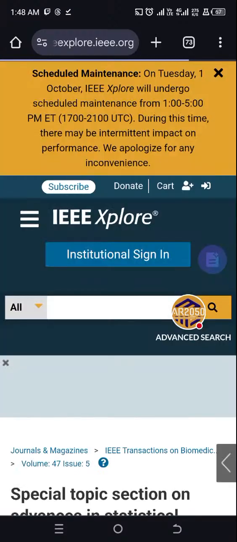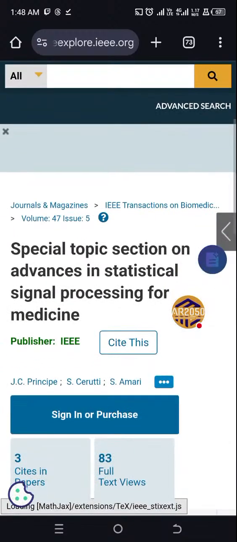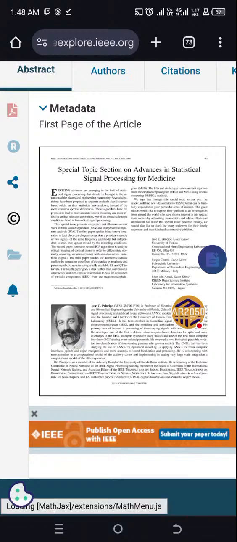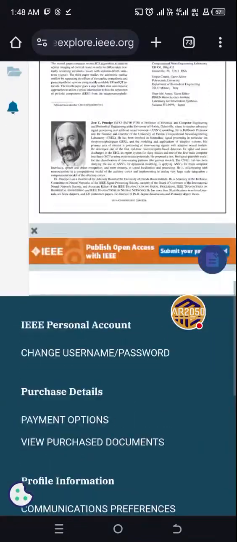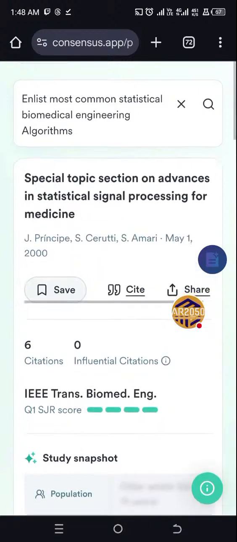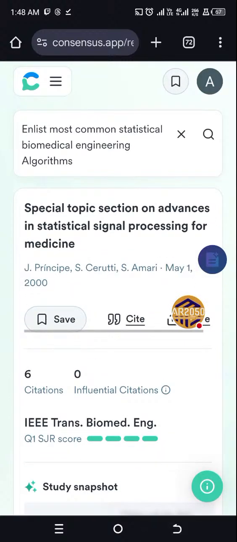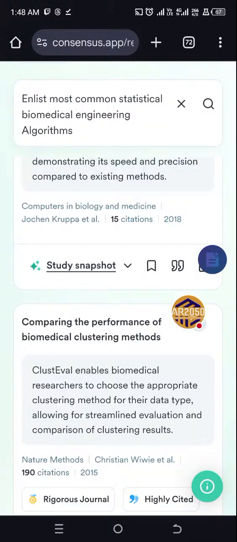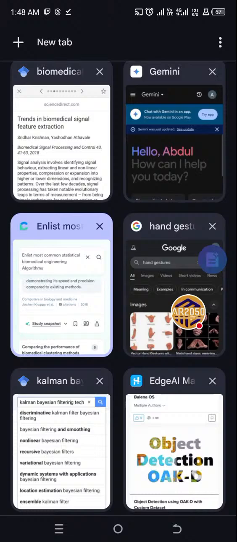Let's go to the full text of this paper. Okay, it is IEEE and maybe it is not open source. We can further search.